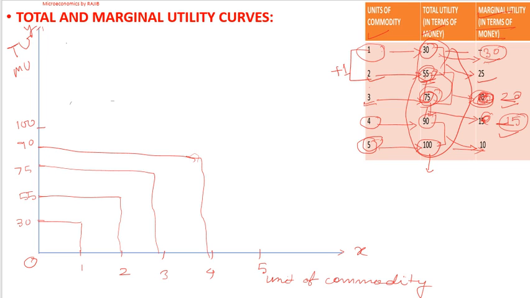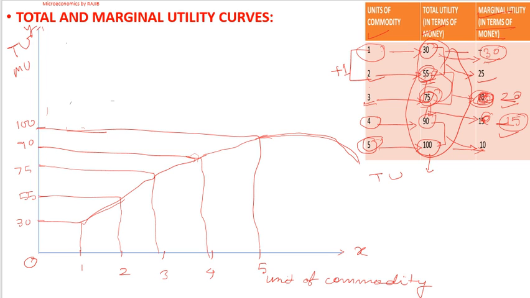For the fifth unit the total utility is 100. So you have to join all these points, and then you will get a curve of this type. This is the total utility curve. In this way you have to draw the total utility curve.